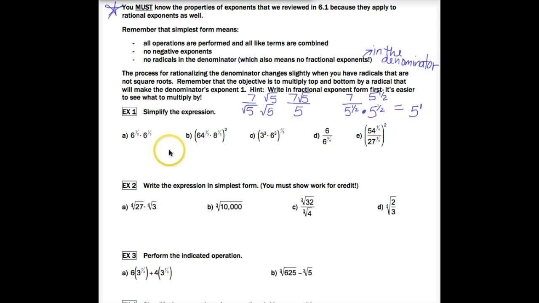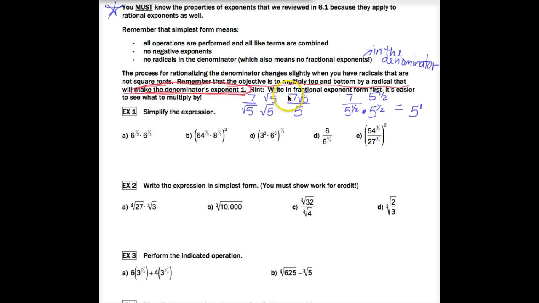We can't use that same pattern when it's no longer a square root. We can't just multiply it by itself, because what we're trying to get, and here I'll put it in red, the objective for us is to multiply the top and bottom by a radical or a fractional exponent that will make the denominator's exponent a 1. So we're going to do many examples that are going to help you do that. But the objective, in order to get rid of the radical in the denominator, is to get that denominator's exponent to become a 1.